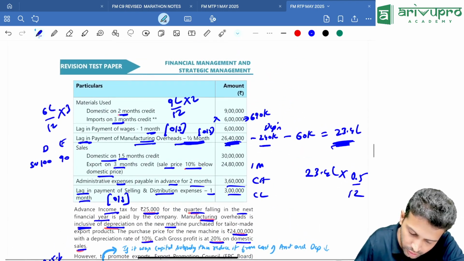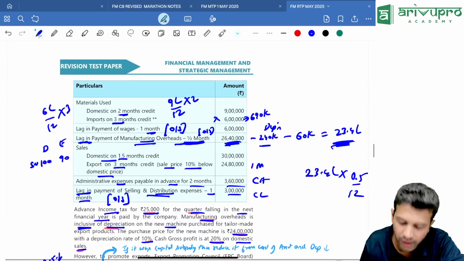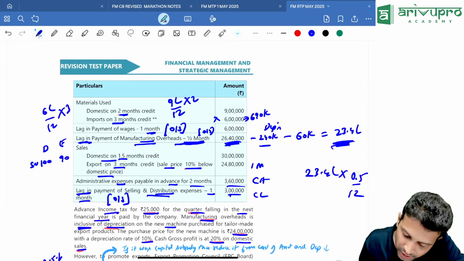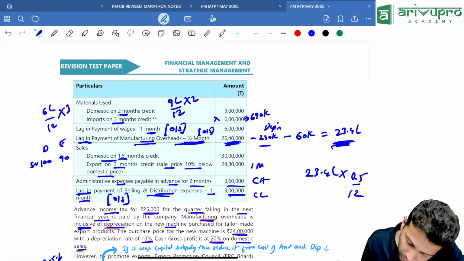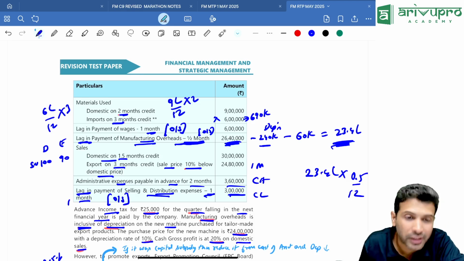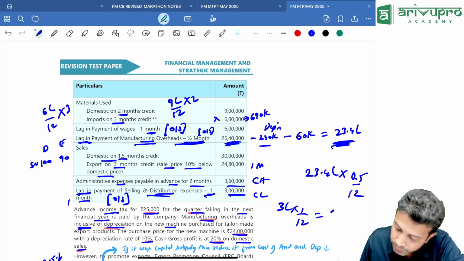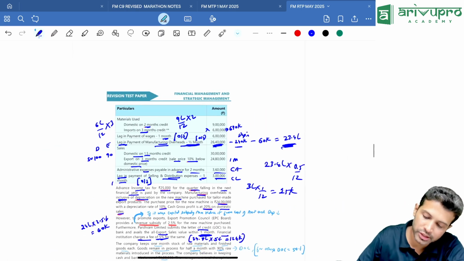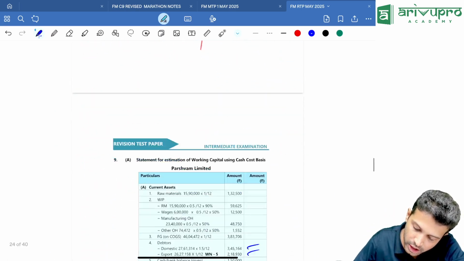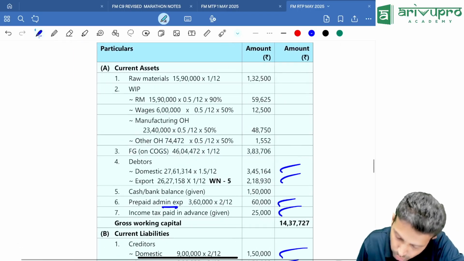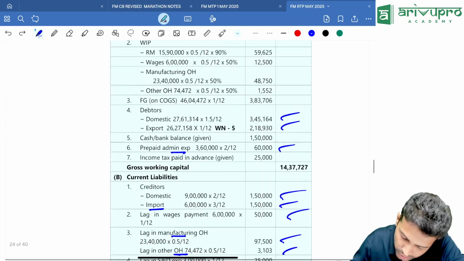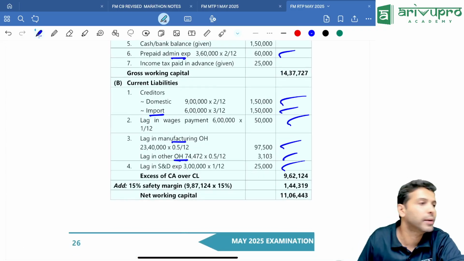Now we'll go. Lag in selling and distribution expense. How much lag? Total amount is 3 lakh, but the lag is only 1 month. So calculate how much it will be. 3 lakh into 1 by 12. So what is that? 25,000. So outstanding selling and distribution expense is 25,000.